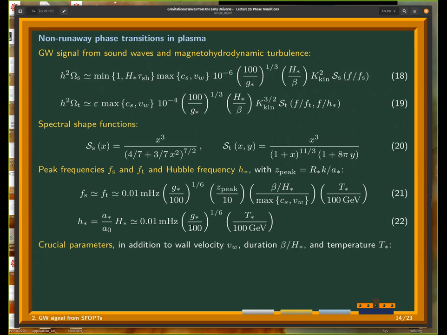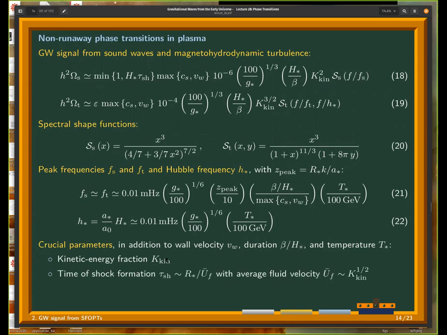All I want to say is that in the description of these features, a few more parameters appear. Previously we talked about the wall velocity. In the case of a runaway phase transition, this just goes to one. We talked about the duration and the temperature. But now for this type of phase transition, we also have a new parameter, K kinetic, which appears here. This is the kinetic energy fraction, how much energy from the phase transition is transferred into the plasma, into sound waves. And we have a new parameter in front here.